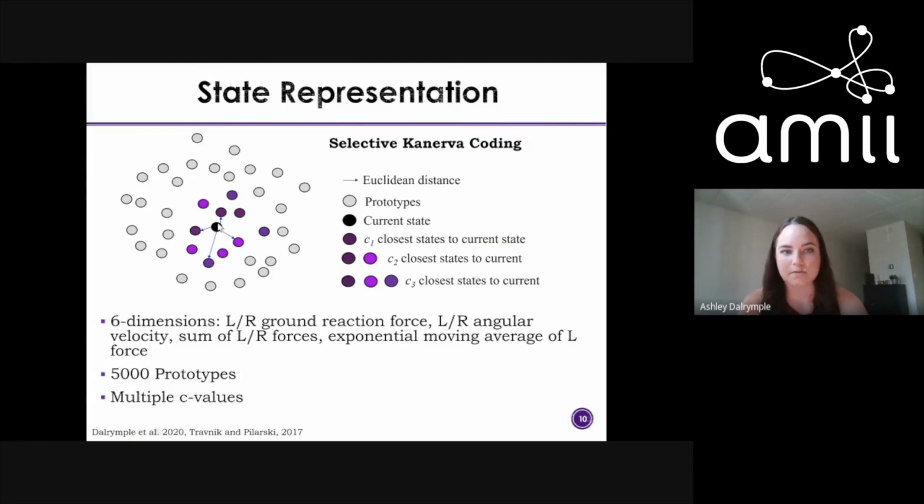And we would then define our current state according to the C closest states. And we actually used 3 different levels of those C closest states. So it's kind of like overlapping tilings, but in a way customized more for selective Kanerva coding. So that's how we did our state representation for the true online TD.